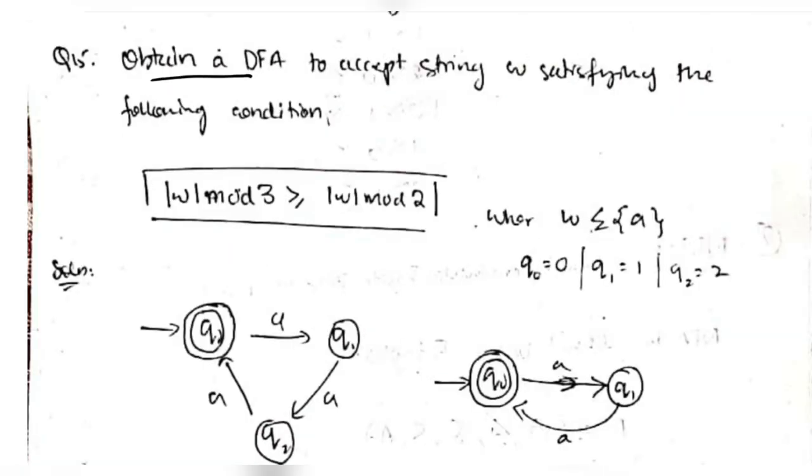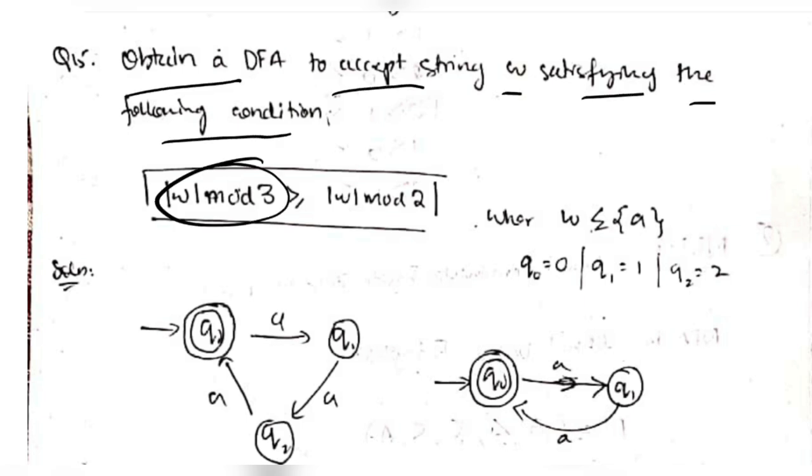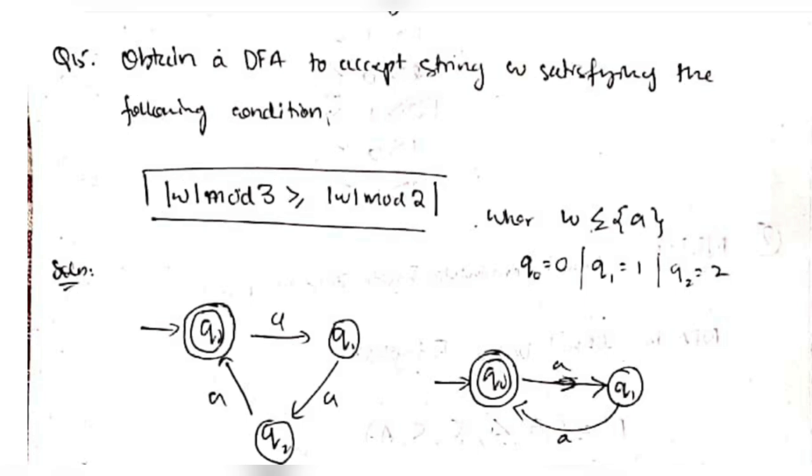Next question is to obtain a DFA to accept a string W satisfying the following condition. What is the condition? W mod 3 is greater than or equal to W mod 2. See, if they give 2 mods in one question, what we have to do is write down the alphabets. In the alphabet, it is given in the question that W belongs to the alphabet set A, okay.